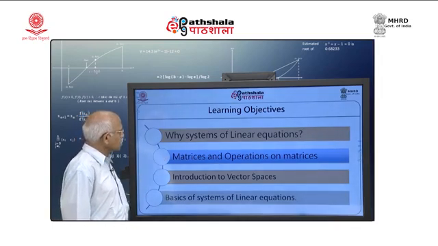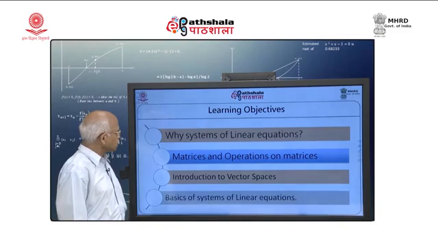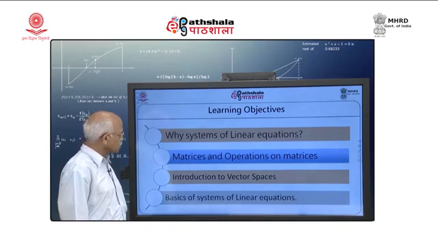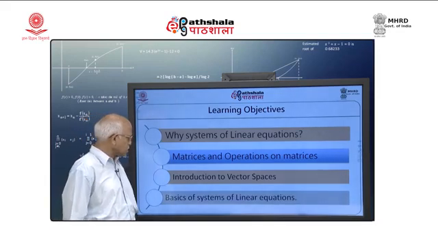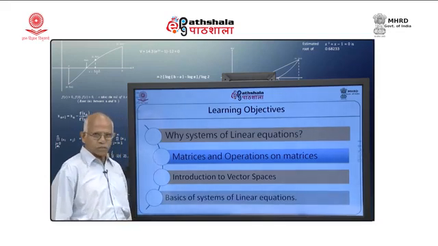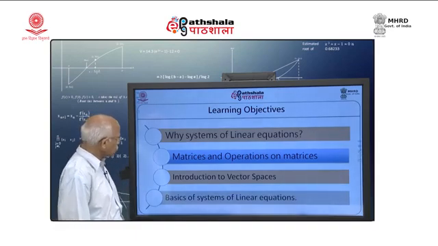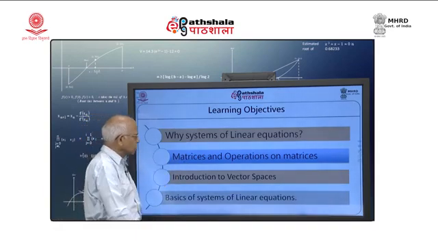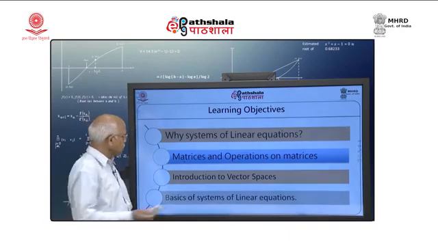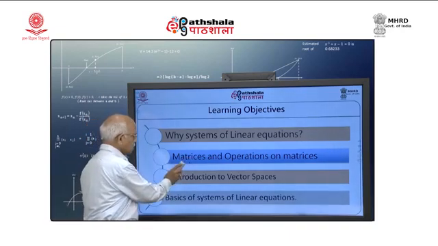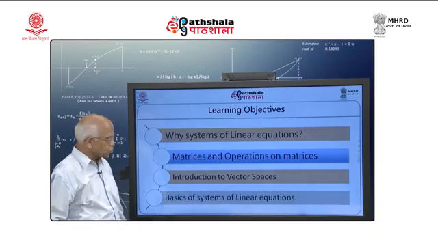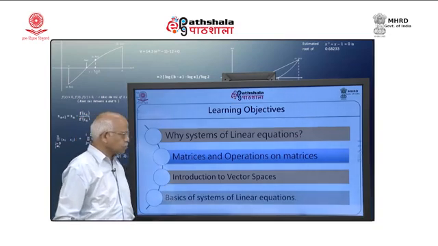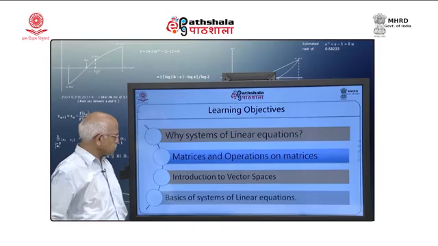Our learning objectives set for this particular module are: why systems of linear equations, matrices and operations on matrices, introduction to vector spaces, and basics of systems of linear equations. These are what we are going to do, because matrices play a very important role in representing systems of equations, and vector space concepts are also used to discuss some of the important results regarding systems of linear equations.